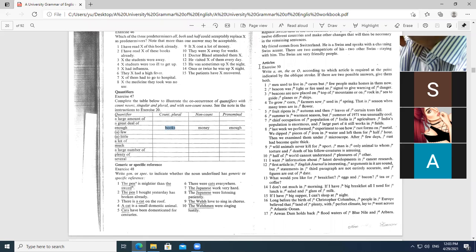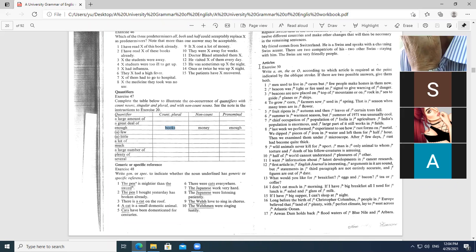Now, articles. You remember last time we talked about articles. We talked about definite articles, indefinite articles, zero articles. Now, write an, the, or zero article, according to which article is required at the point indicated by the oblique stroke. There are two possible answers. Give them both. Number one. Men used to live in caves, but few people make homes in them now.